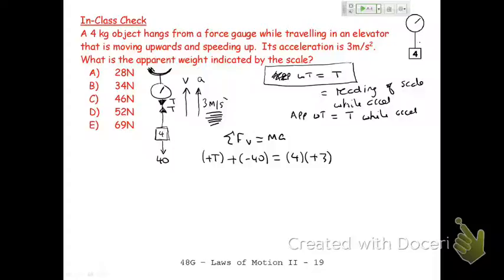So T minus 40 is equal to 12. T is equal to 12 plus 40, which equals 52 newtons. So when I'm in the elevator going upwards, my 40 newton fish now apparently weighs 52 newtons. That's when I take the picture of it. Boom. I just increased my weight.